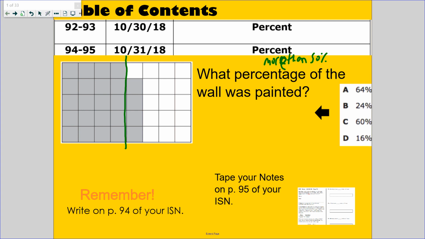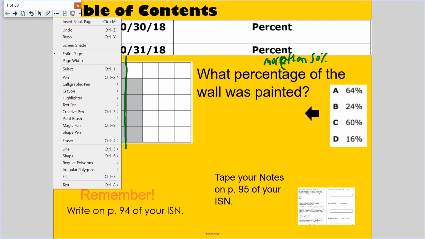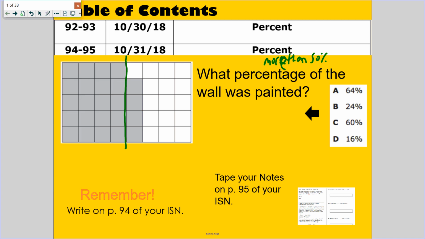I'm going to take this out to do some prediction. Well, if I look at this prediction, I know it can't be 64%. Oh, sorry, stop. All right. I know it cannot be 24% or 16% because more than half has to be shaded. So now let's find the actual percentage that is painted.